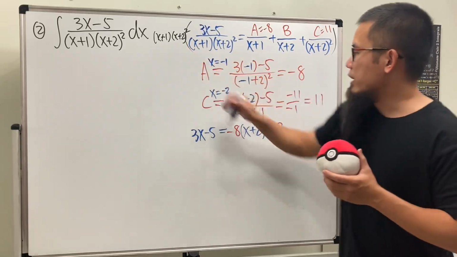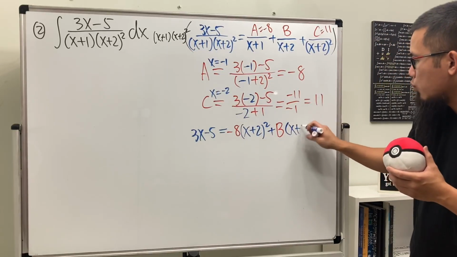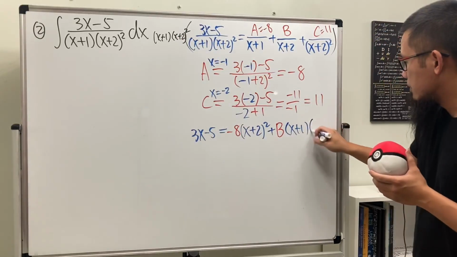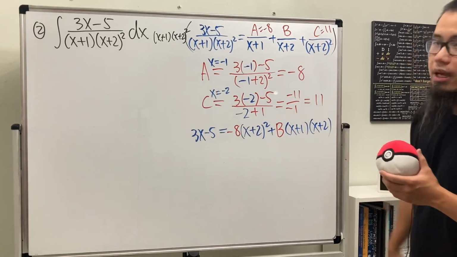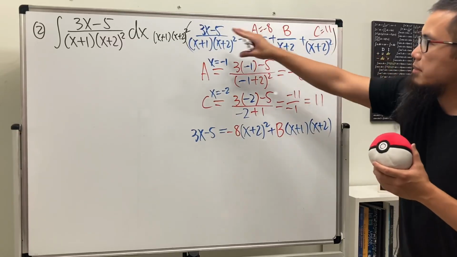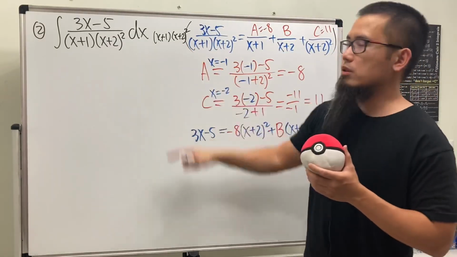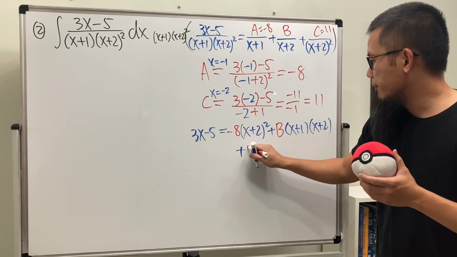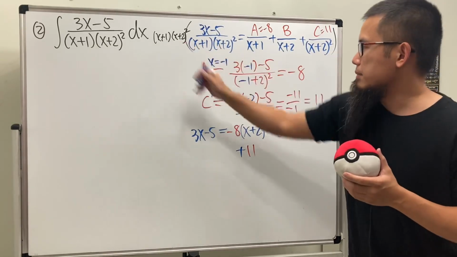And we get this right here first. So x plus 1. And we still have to multiply by another x plus 2, right? Okay. And then lastly, we do this times that, the x plus 2 squared cancels. So we just have the c, which is +11. And we have the x plus 1.